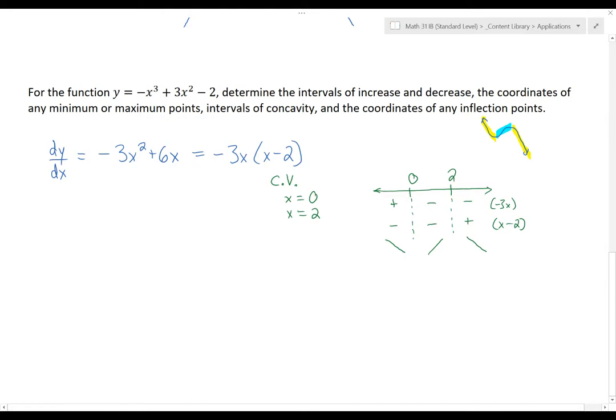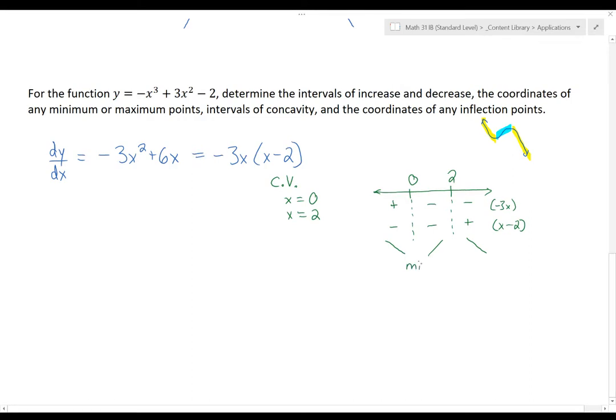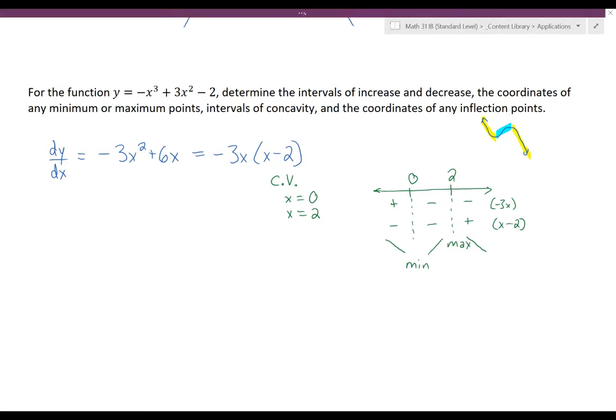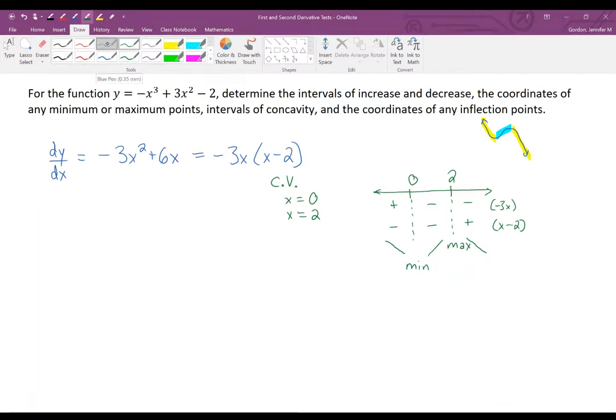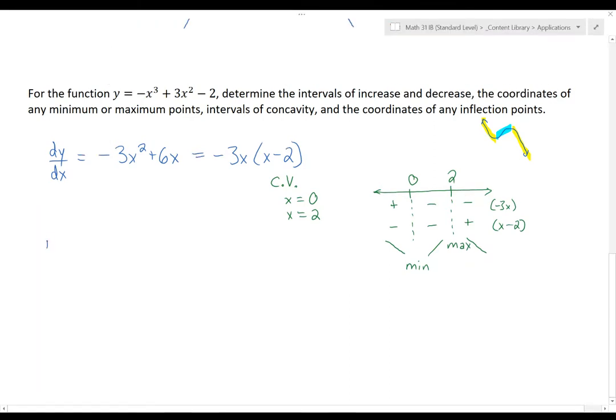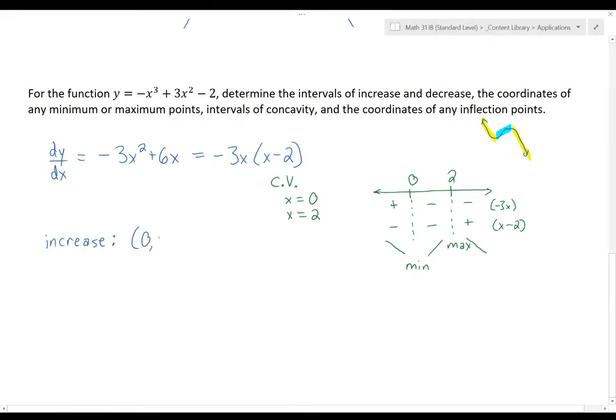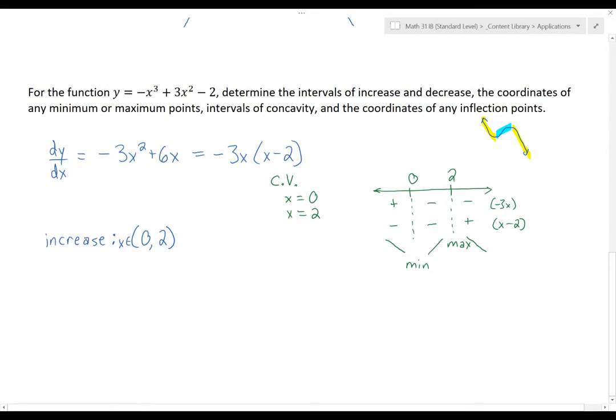This matches what I expected to see, so that's good. It confirms that at 0, I have a minimum, and at 2, I have a maximum. So I can now answer the first part of this question. My interval of increase, there's just one. This is increasing on the interval 0 to 2. I'm going to say x is an element of 0 to 2.